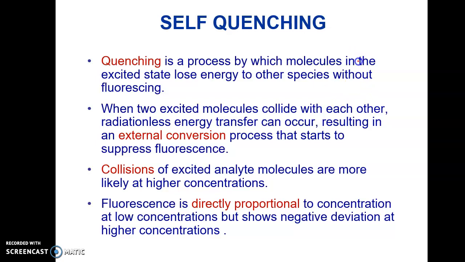Then we go into the next factor, quenching. Quenching is a process by which molecules in the excited state lose energy to other species without fluorescing, meaning some sort of radiationless loss of energy. This happens when you have a very concentrated sample, an analyte that is very concentrated, whereby they collide more. What happens when they collide more at higher temperature, higher concentration? They will have conversion. Conversion will reduce the fluorescence radiation. So when you want high fluorescence, work at low concentration rather than at higher concentration.